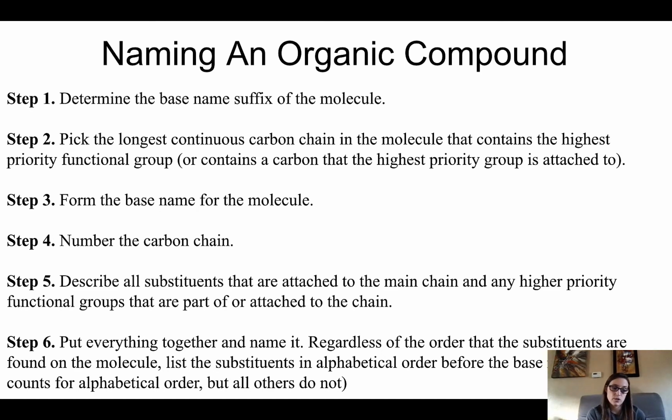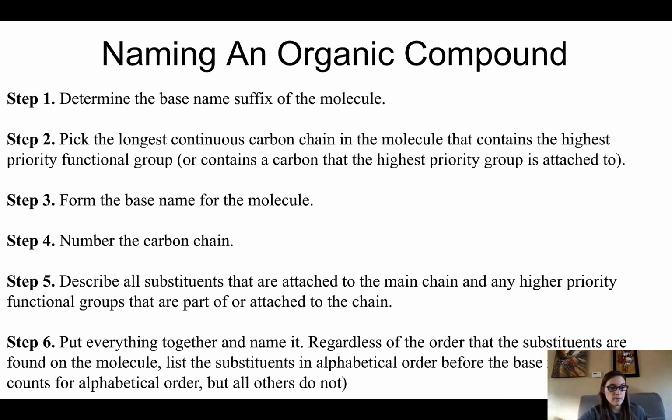But we always want to keep in mind that if it's a tie, so if we see 6 carbons in 2 different ways, we want to pick the chain that gives the greater number of substituents, so groups that are connected to the main chain.